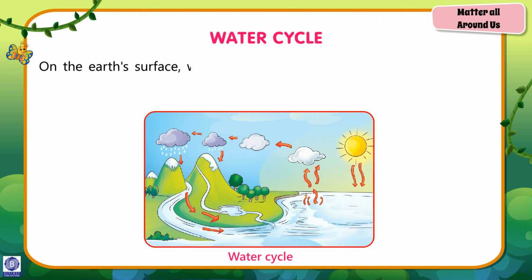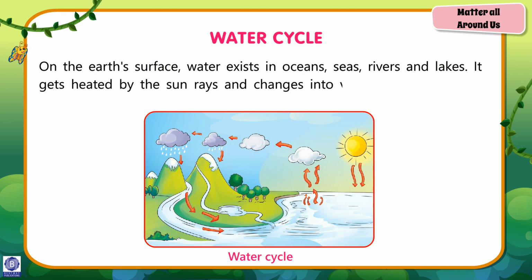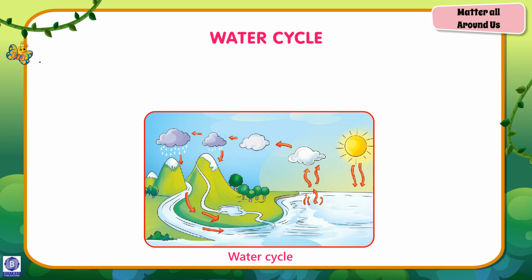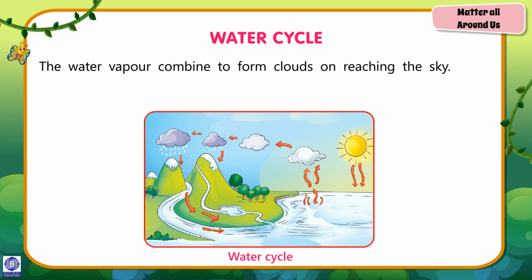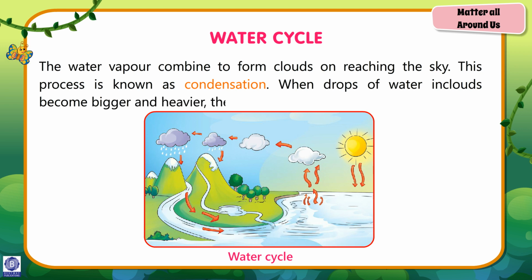Water cycle. On the Earth's surface, water exists in oceans, seas, rivers, and lakes. It gets heated by the sun's rays and changes into vapor. This process is known as evaporation. The water vapor combines to form clouds on reaching the sky. This process is known as condensation. When drops of water in clouds become bigger and heavier, they return to the earth as rain.